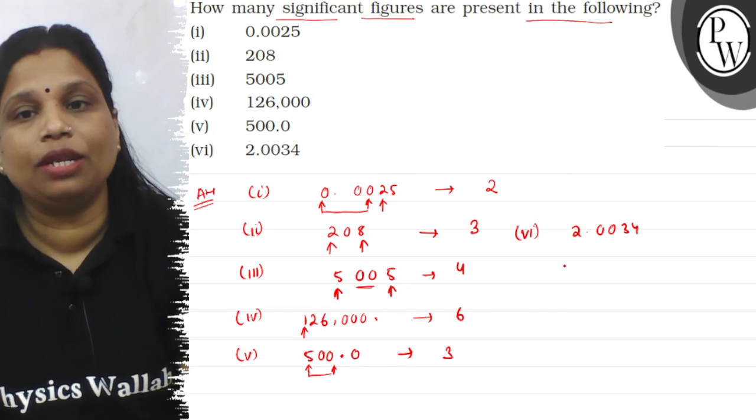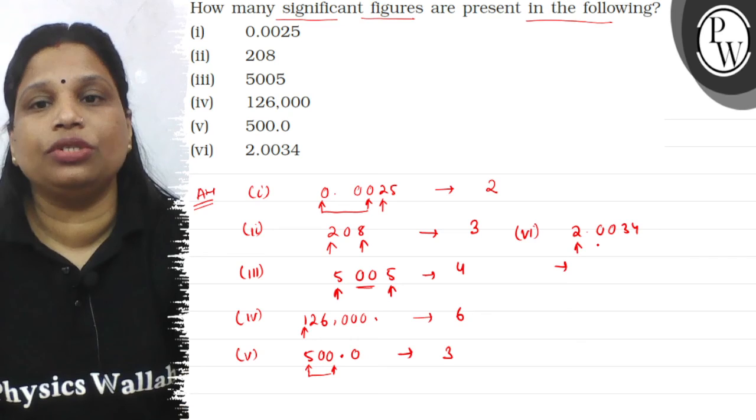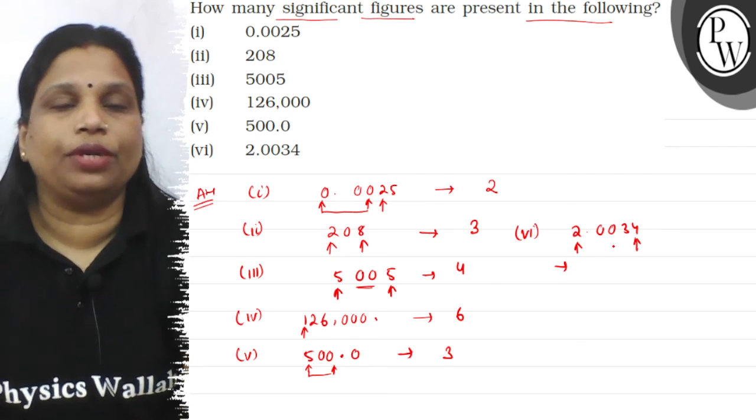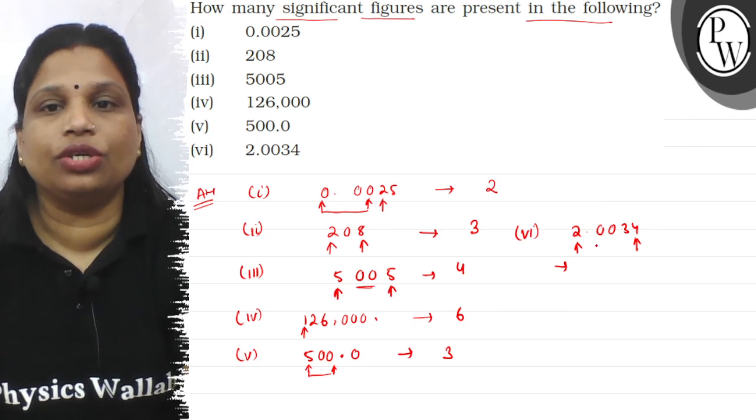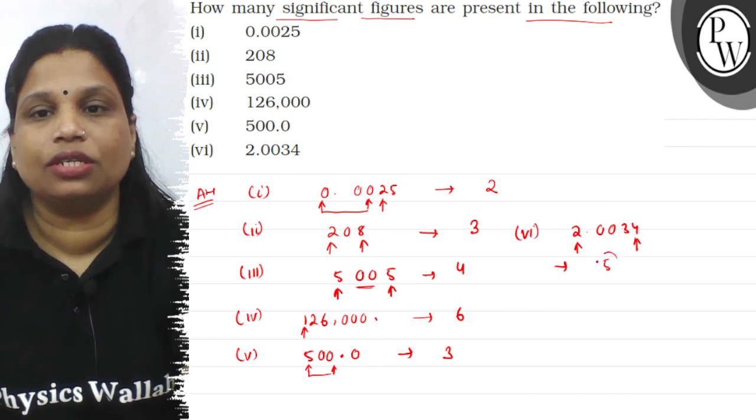And the last one is 2.0034. I already told you, if a zero is present between the first digit and the last non-zero digit, then it is included in the significant figures. So here it is 1, 2, 3, 4 and 5. The significant figures here are 5.